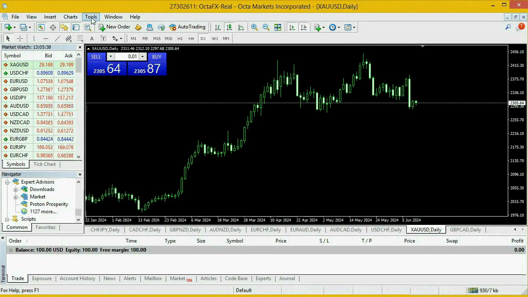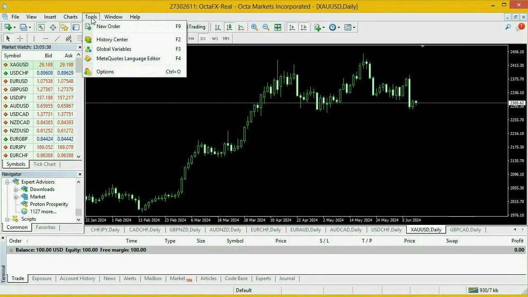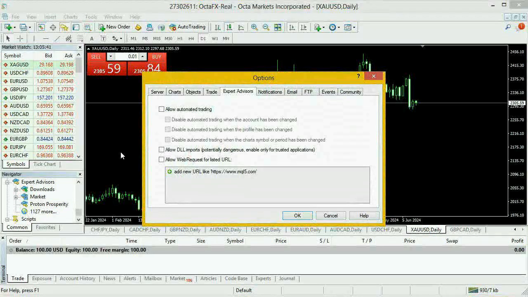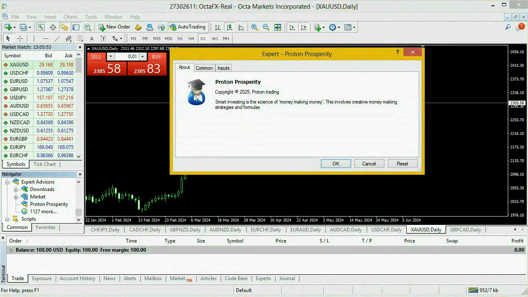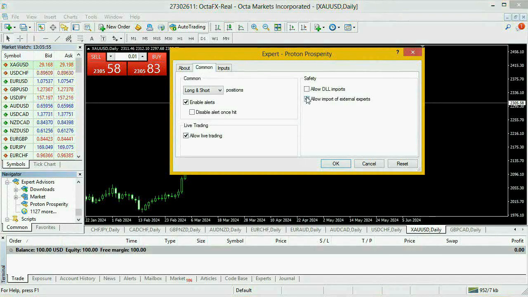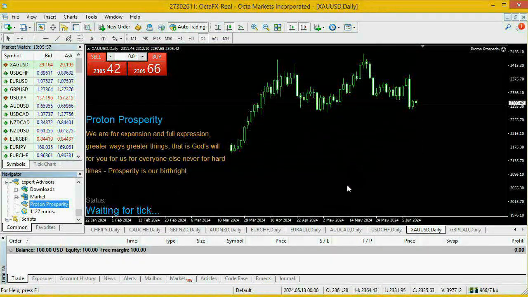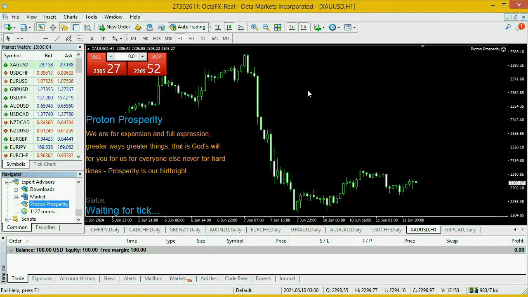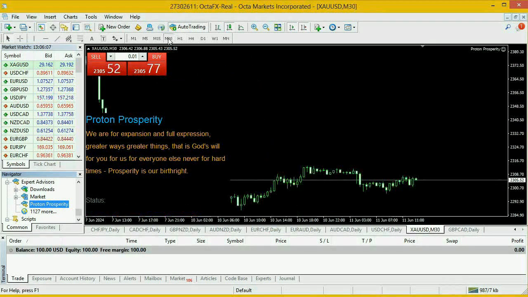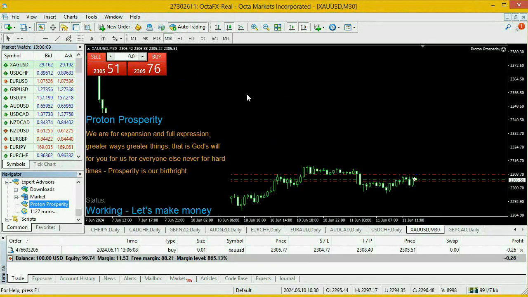Once all conditions have been met, we need to turn auto trading on. On this dialog box, allow automated trading must be check marked. You can also do this by clicking the auto trading button. And now we load the expert. You can deactivate external experts. All time frames are different, so we need to look for a trigger. Buy position executed. There we are.